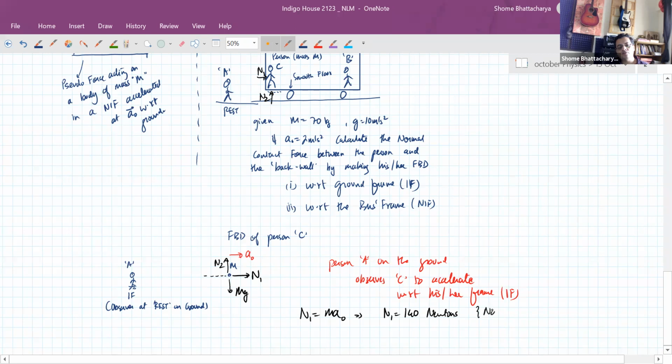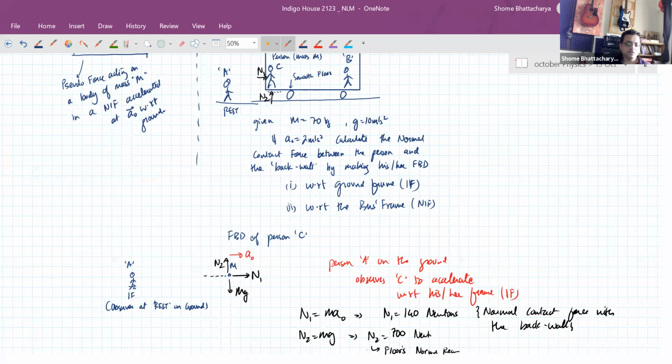This is the normal contact force with the back wall. Okay. And N2 balances mg. So this is the normal reaction that the floor applies. We take g as 10. This is the floor's normal reaction. Okay, so very simple, nothing surprising in this.